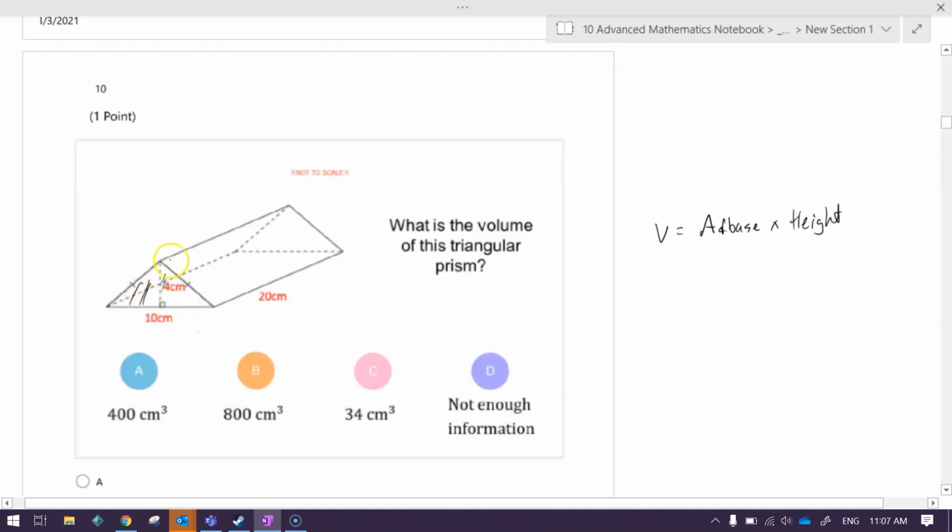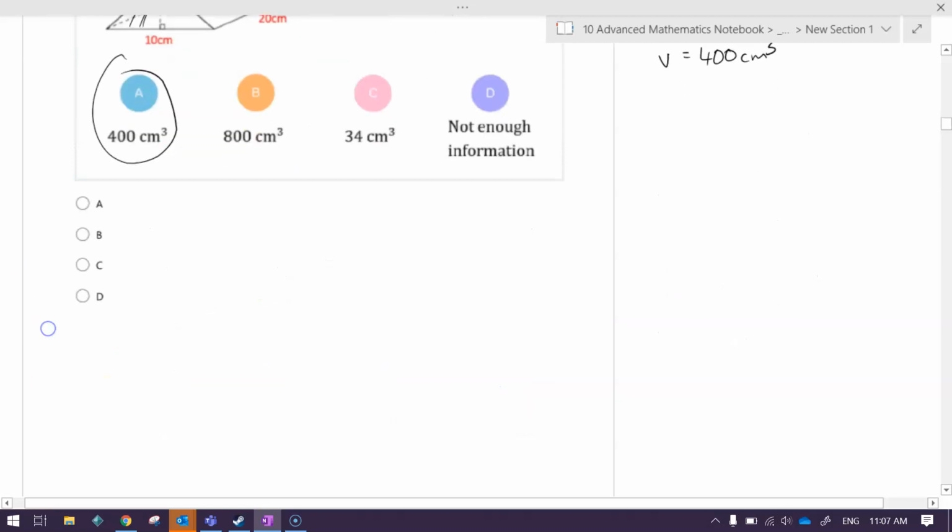It's a half of the base times the height, so its volume is going to be a half, the base is 10, the height is 4, because obviously it's half of that. The triangle is half of the rectangle, yep, and then we're going to multiply it by 20. Volume is equal to 20 times 20, 400 cubic centimetres, because it's a volume. And we're done. Moving on.